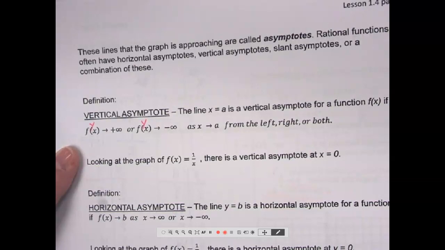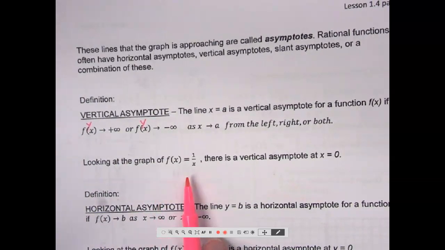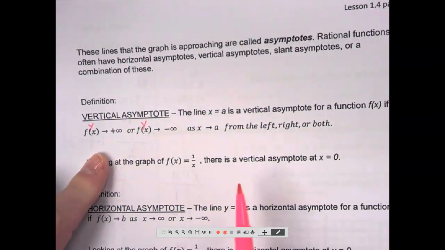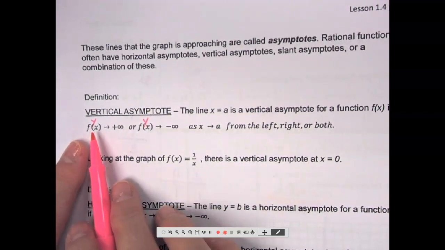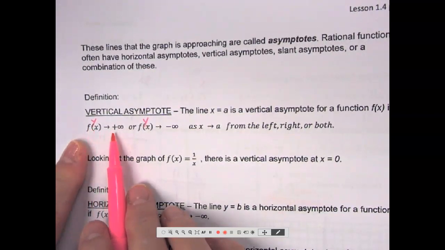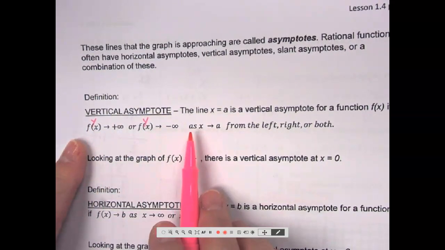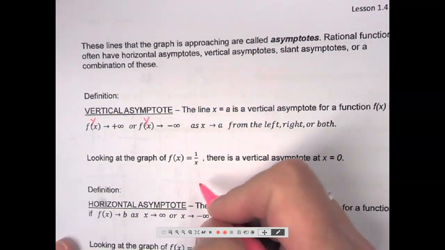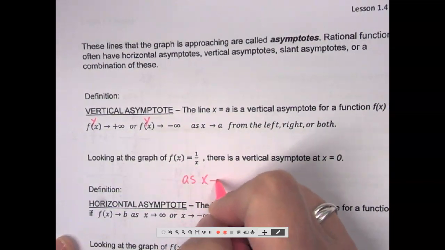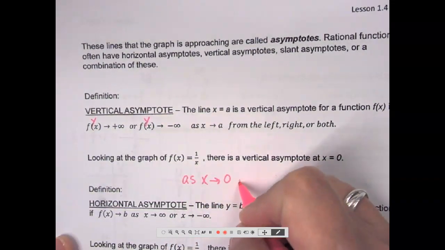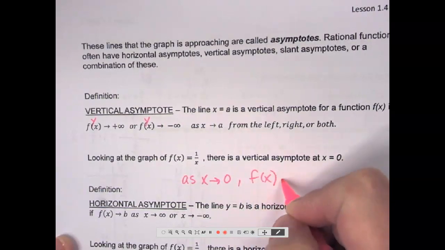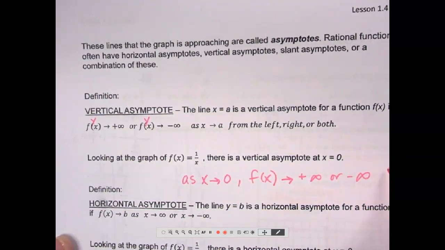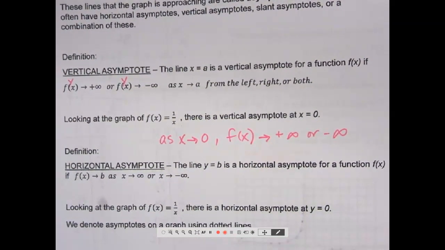Kind of complex, isn't it? So looking at the graph that we just made, there's a vertical asymptote at 0. All right, so let's pick this apart and see how it applies to that graph. Does y approach positive or negative infinity as x approaches, remember our vertical asymptote was 0? So as x approached 0, did f of x approach positive infinity or negative infinity? Let's see if that's true.